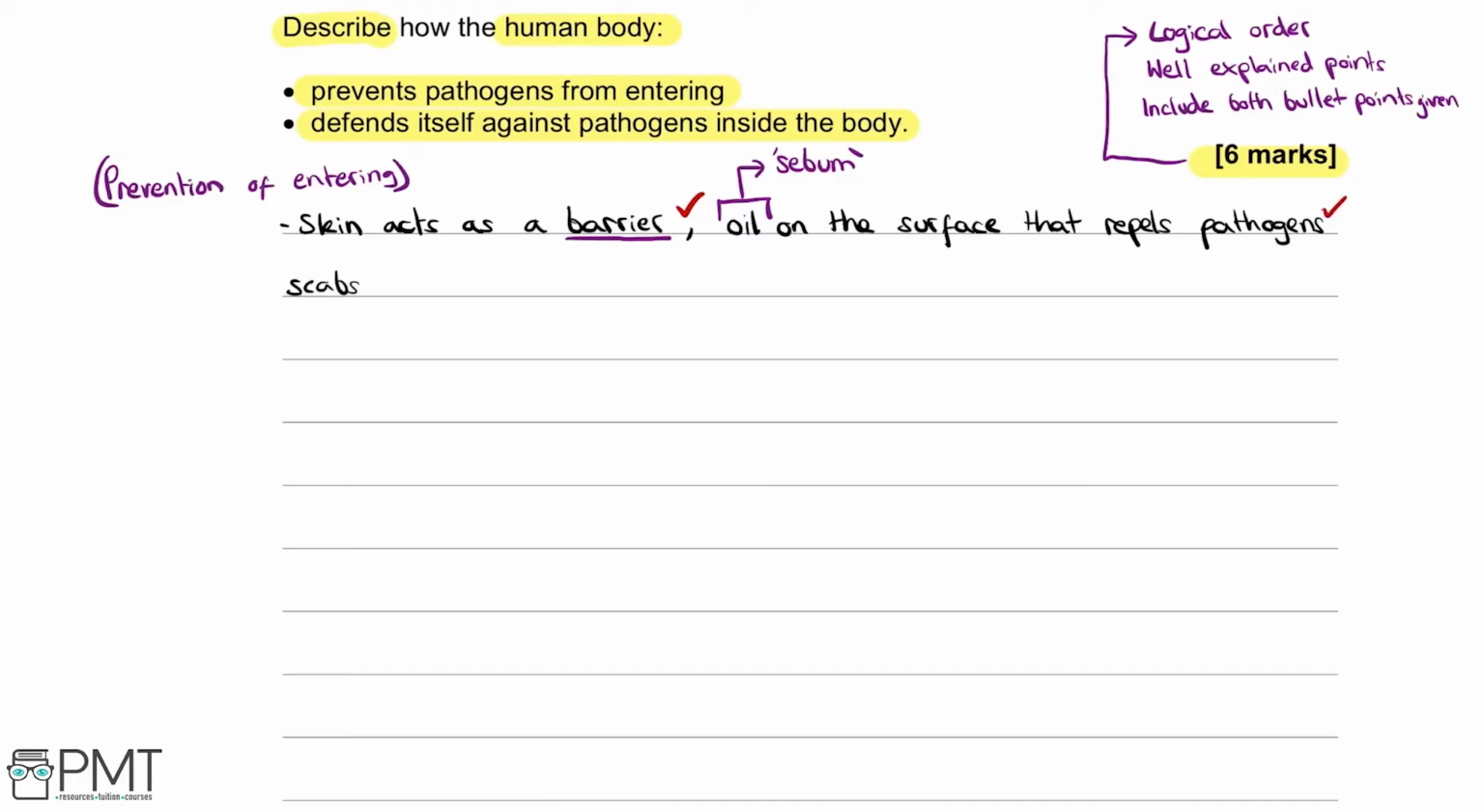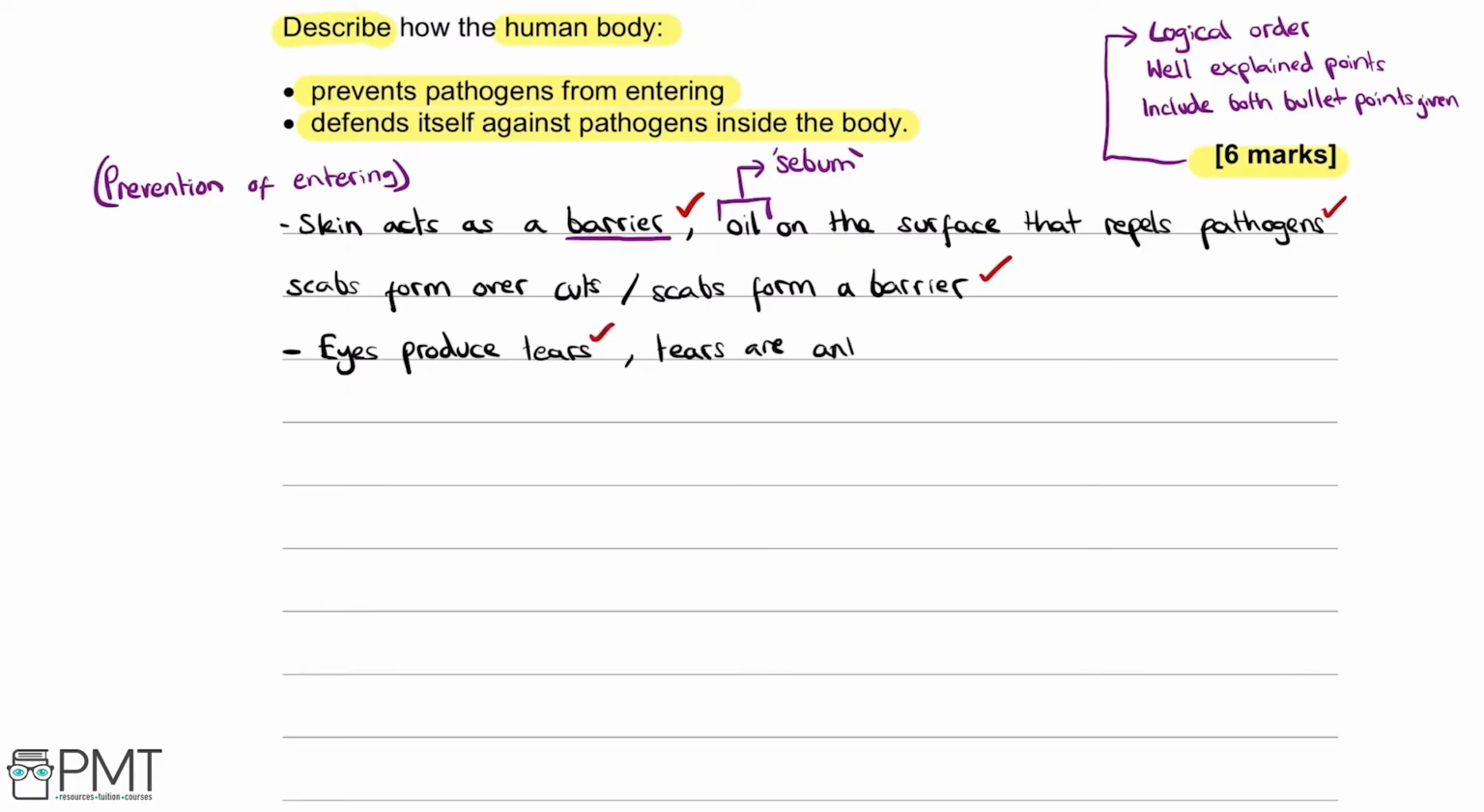Now you can start to talk about some other forms of protection. So when the body gets a cut or a graze, a scab will form over the top of it, and this also forms a barrier to stop the pathogens coming in direct contact with the bloodstream. You can also mention that the eyes produce tears, and these tears are antiseptic, so they will kill any pathogens trying to enter. And you can get a mark for either of those, saying that the eyes produce tears and then mentioning that they're antiseptic. And then the eye also contains an enzyme which will kill bacteria, so that's another feature that you could mention.